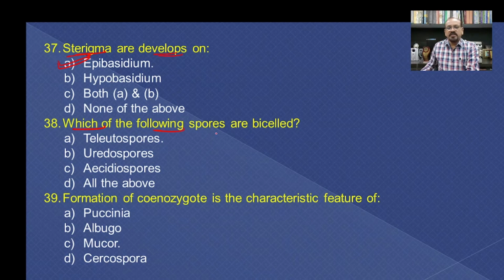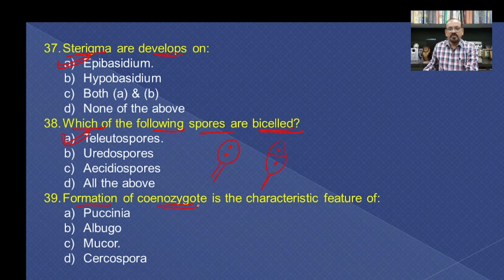Then, which of the following spores are bicelled? Earlier we have seen that the dikaryotic stage or the uredospores are binucleated and the teliospores are bicelled, and hence A will be the correct answer for this question.